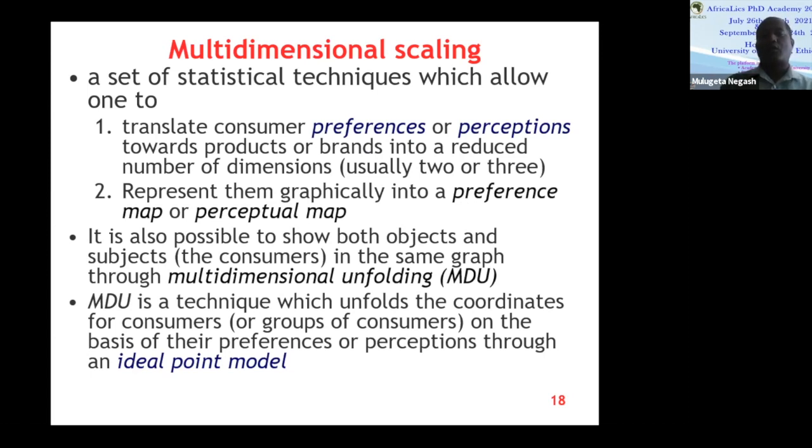In the preference, ordinal, that is number one choice, number two choice, last choice would be done. In multidimensional scaling, it is also possible to show both objects and subjects. Objects, that is the product, the process, the technology, a new product, new technology, and the object, the consumer, in the same graph through multidimensional unfolding. We have said unfolding is matching the new technology and what technology would be preferred by what type of customers would be shown by using unfolding.